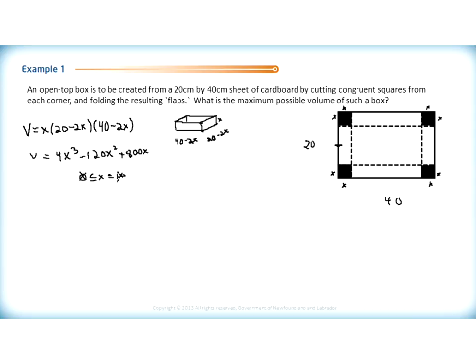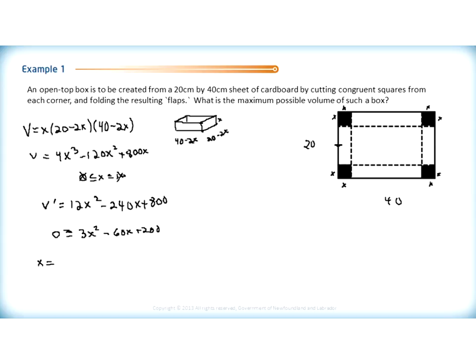So let's go after a derivative now. V prime is going to give us 12x squared minus 240x plus 800. And then we'll set that equal to 0 to look for our critical values. Everything is divisible by 4, so I can reduce the equation a little bit. That's going to give us 3x squared minus 60x plus 200. And I don't think that's going to factor very nicely. So it looks like the quadratic formula is going to have to come out of the archives for a second.